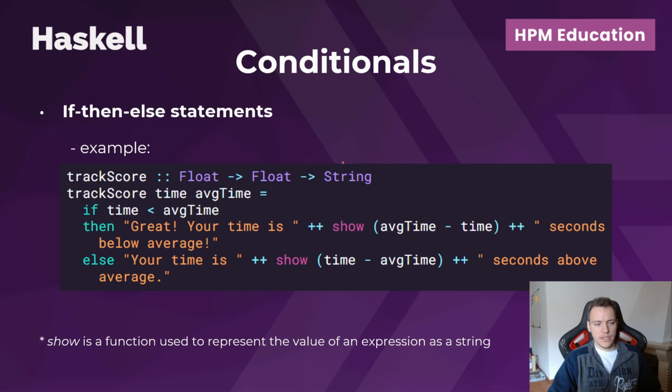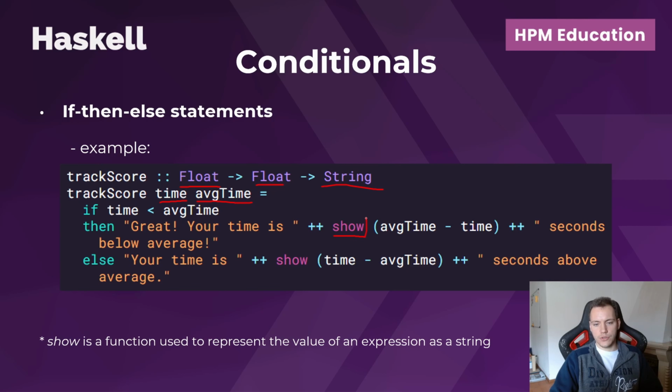So let's take a look at an example now, and imagine that we want to create a function that gives some feedback about the track score. It could be some racing track. So it takes in 2 arguments of the float type and returns some kind of a string. So the arguments that we want to take is the time that a contestant achieved and the average time for this track of all contestants. And then we have an if statement where we say if the time of the contestant is less than the average time, we print, okay, great, your time is.